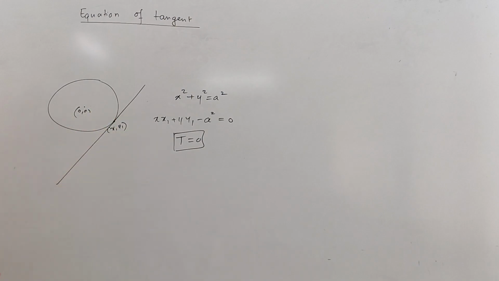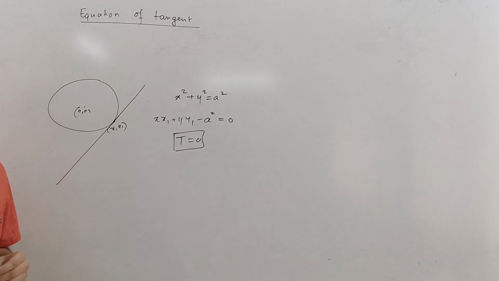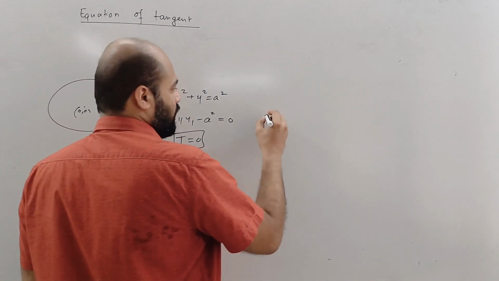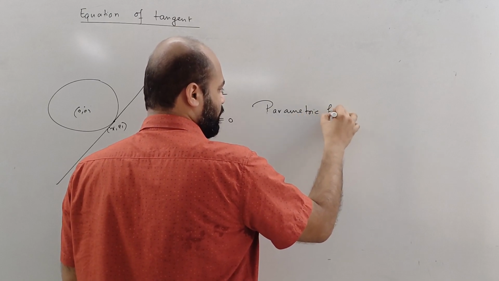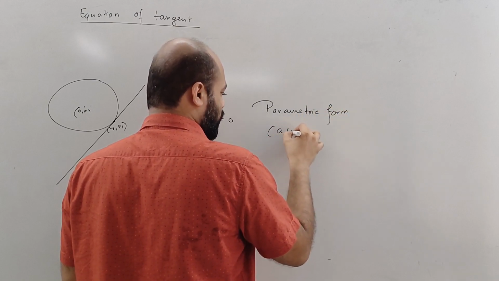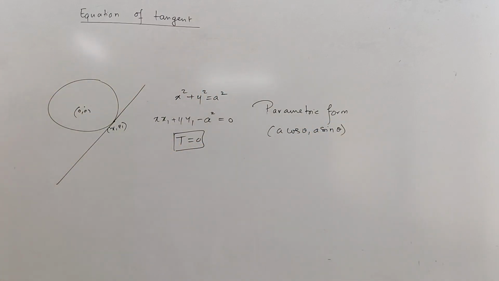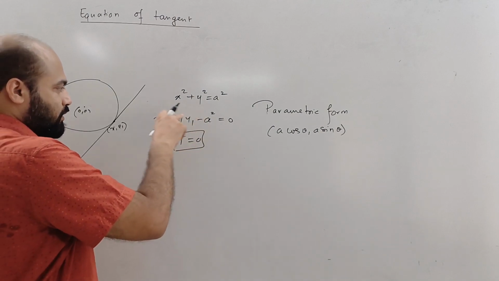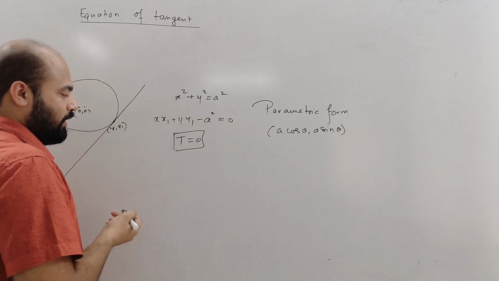Now let's say that the parameter which is given is theta, and it is not in the form of Cartesian coordinates. So we know that the parametric form of a circle is given as a cos theta, comma a sin theta. So in that case, instead of giving this point as x1, y1, let us take it as a cos theta, comma a sin theta. Now if that happens, let's put it in this, instead of x1 and y1, I'm going to put this point. Let's see what happens.